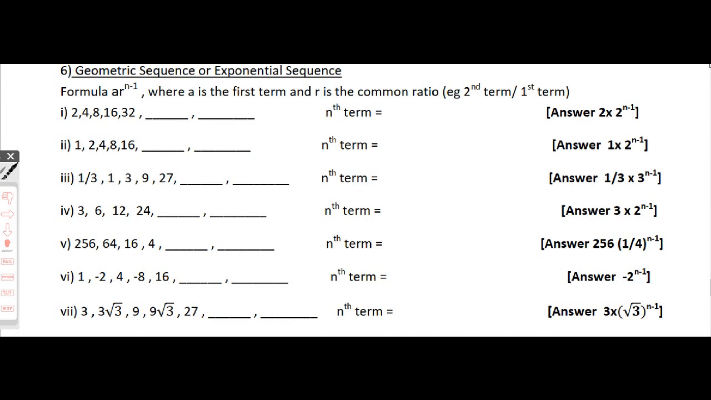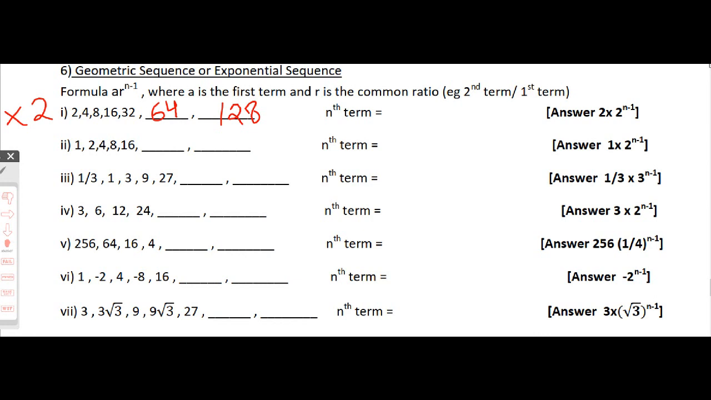So part 1: 2 is changing into 4, 4 is changing into 8, 8 is changing into 16, 16 is changing into 32. What is happening? We're multiplying every number by 2. So after 32, the next number will be 32 times 2, 64. After that, the next number will be 128. This type of sequence is called a geometric sequence, or sometimes an exponential sequence. You don't need to know the name of this kind of sequence. You just need to know how to find the next number and how to make the nth term.